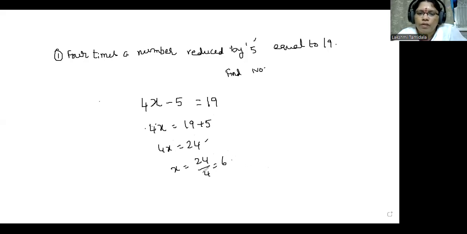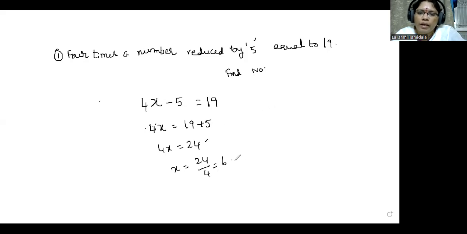Okay. So we can do either changing of the terms, moving of the terms from one side to another side, or we can perform the reverse operations on both sides. Means here negative 5, we add 5 on both sides. Likewise, we can isolate the variable, which is the solution. Okay. So we get the value of x as 6. What is the value of 6? That is the number. We assumed the number as x, that is equal to 6.